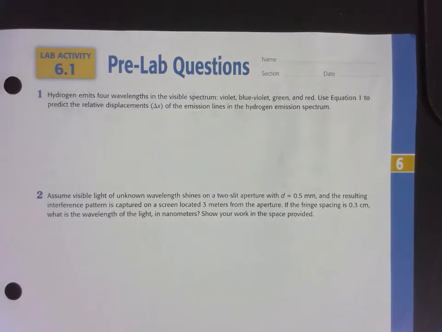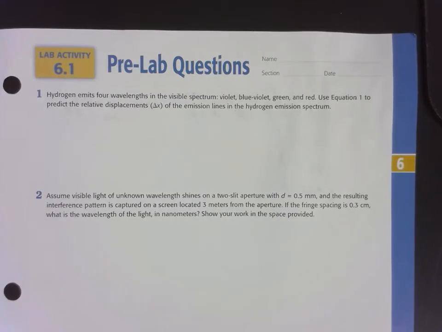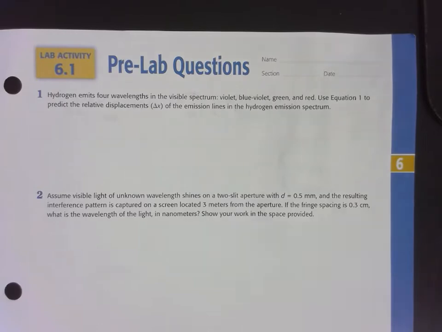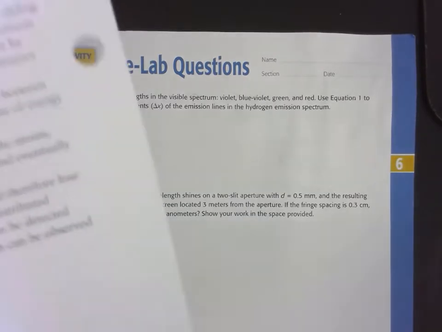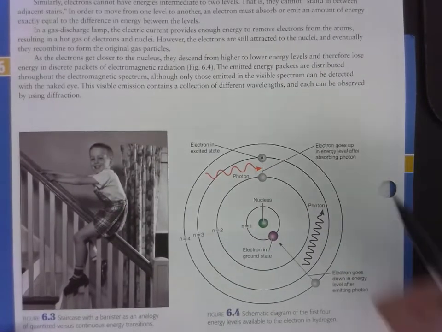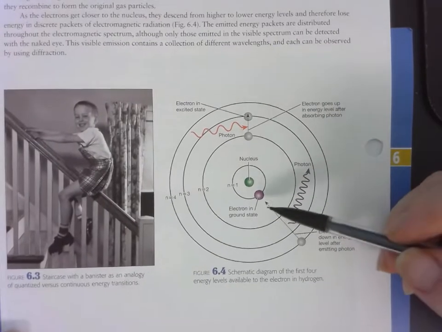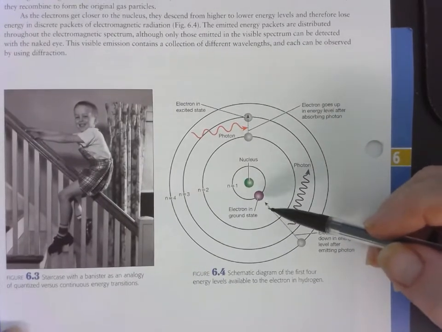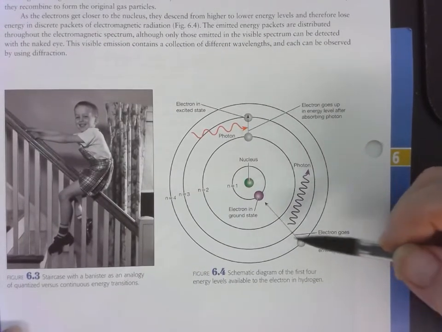This is Dr. Joyce Miller again. We're continuing our discussion on pre-lab questions for lab activity 6.1. And just to let you know where we are, we've been talking about light. And light and energy have specific jumps. We call those quantum jumps.